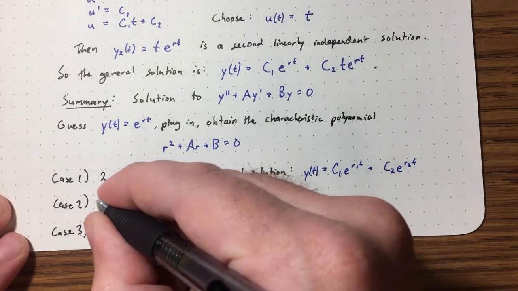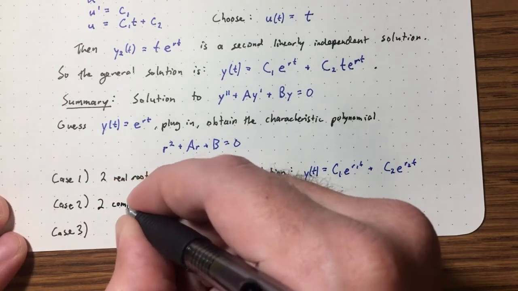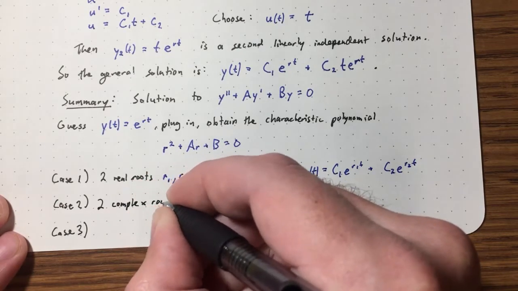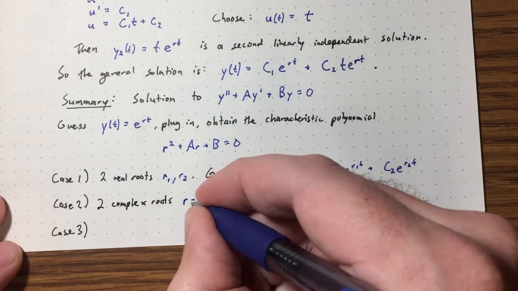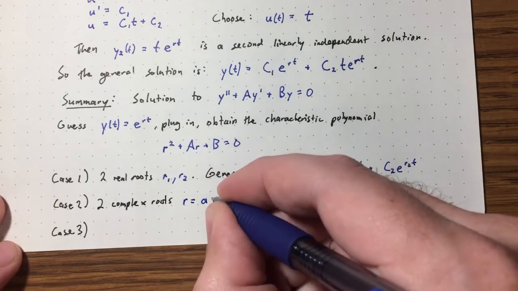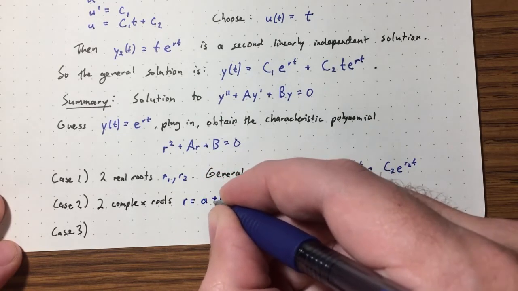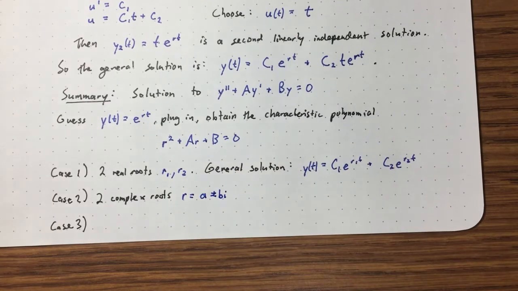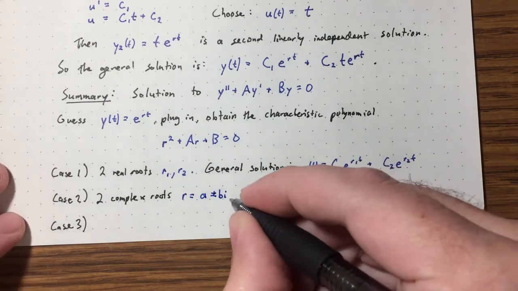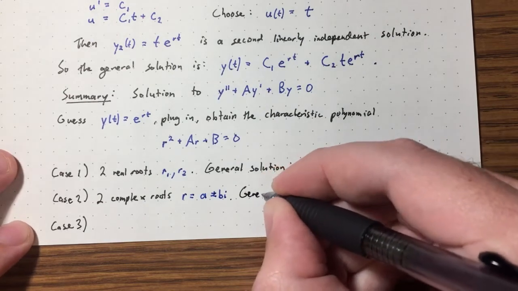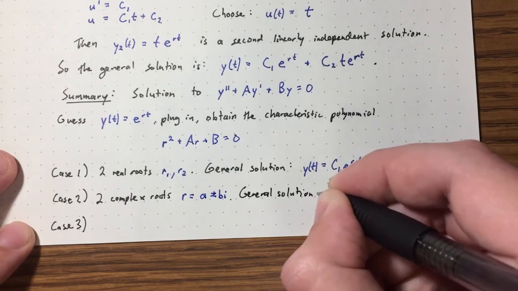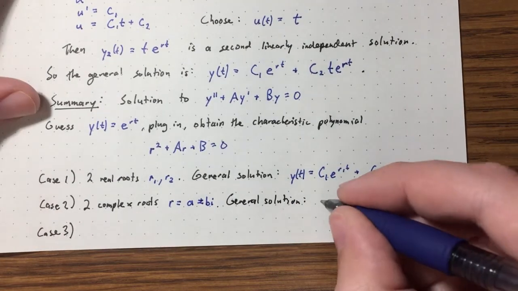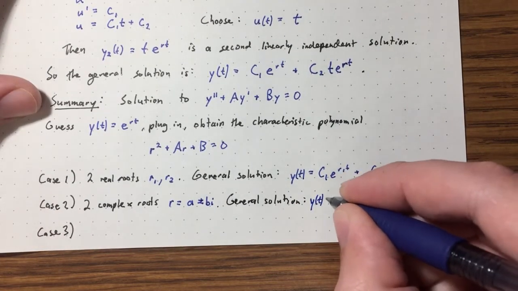What about case 2? Case 2, where we had two complex roots. And recall that we could write those complex roots as, if one of them was a plus bi, the other one would be a minus bi. So they were complex conjugates of one another. And in that case, our general solution involves sines and cosines.